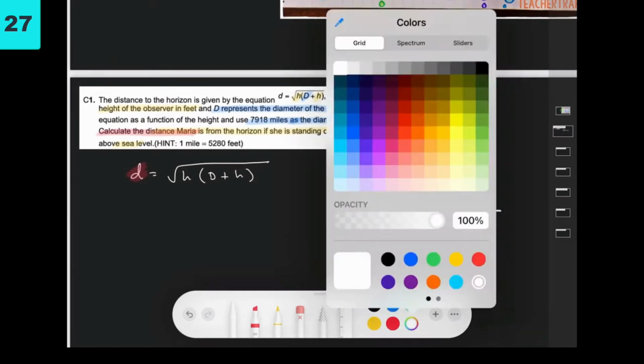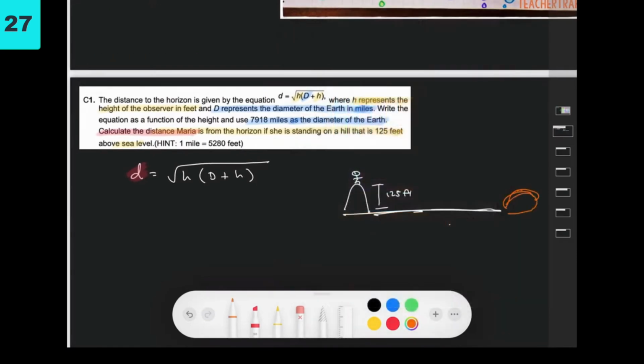When I think of the horizon, I just think of, oh, pretty sunset. Okay, there's the sun. Okay, so let's just use this formula. The h in this formula is her height. h represents the height of the observer in feet. Well, we have 125, so let's go ahead and put that in there. Okay, we have to pay attention now. We're measured in feet right now.